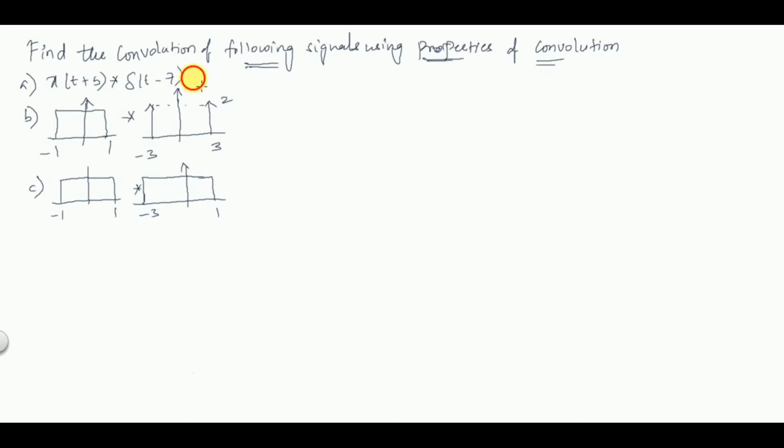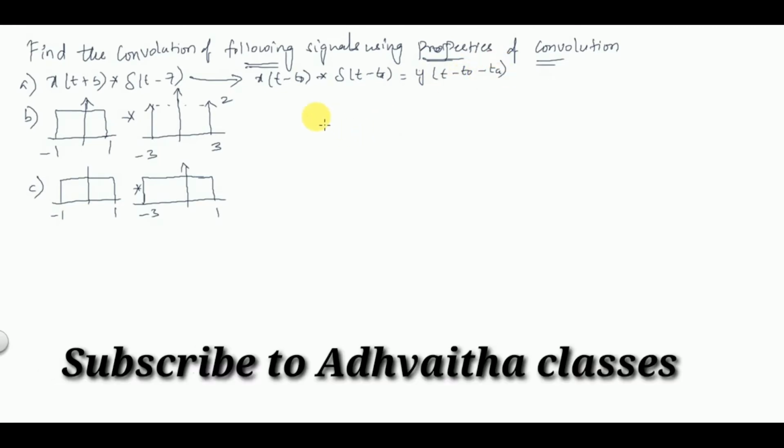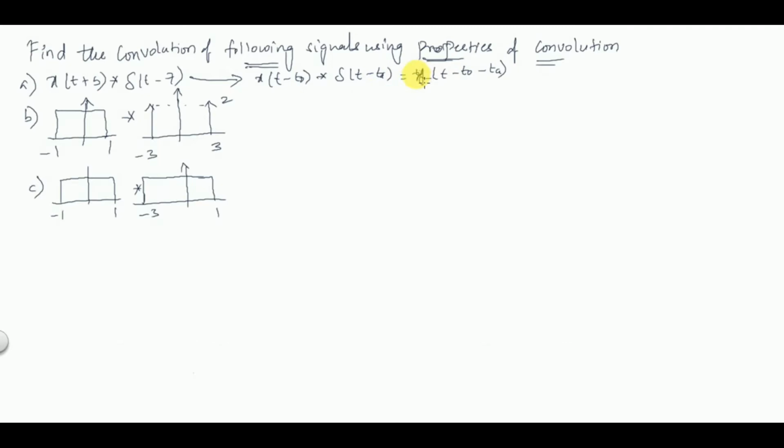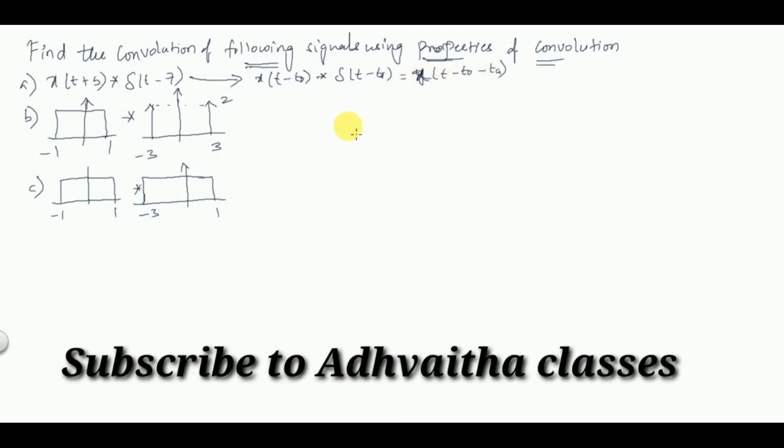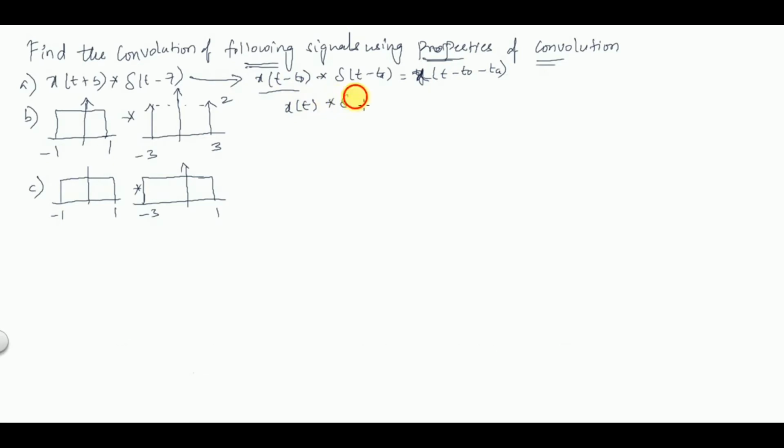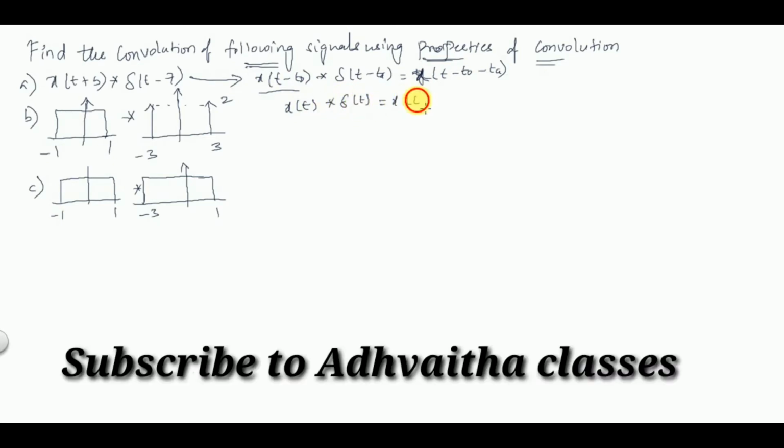In the first problem, he has given x of t plus 5 convolved with del of t minus 7. We know that x of t minus t naught convolved with del of t minus ta gives x of t minus t naught minus ta, because the convolution of x of t with del of t is equal to x of t only.